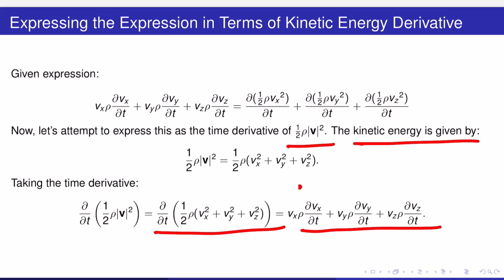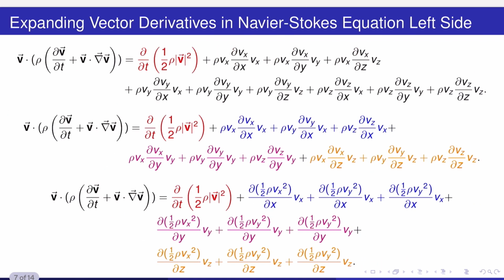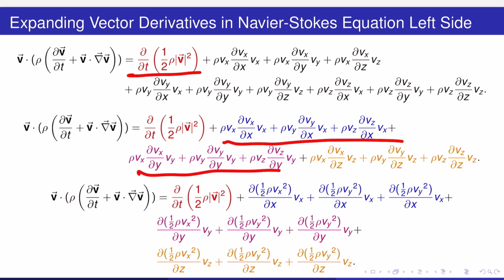So this term is nothing but ∂/∂t of half rho v², that is kinetic energy, the increase of kinetic energy. We get this term, and the rest of the terms we can reorganize like that. I put different colors and reorganize. If I reorganize again, we will get the kinetic energy.